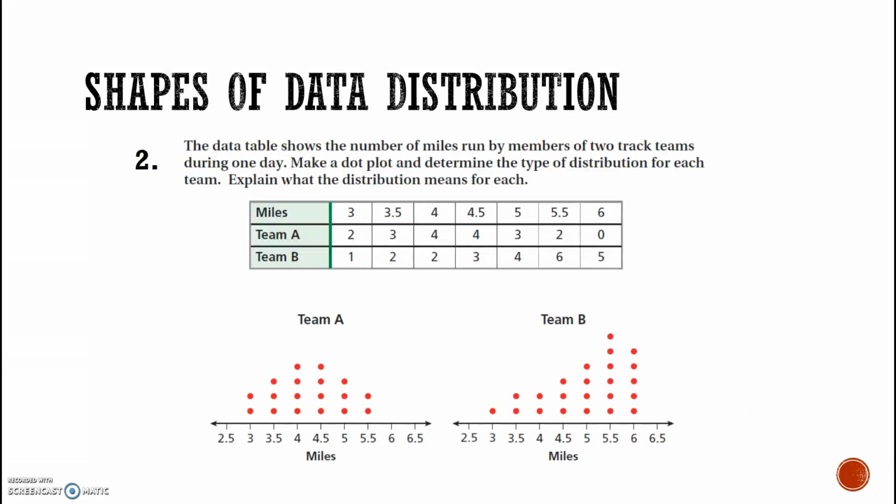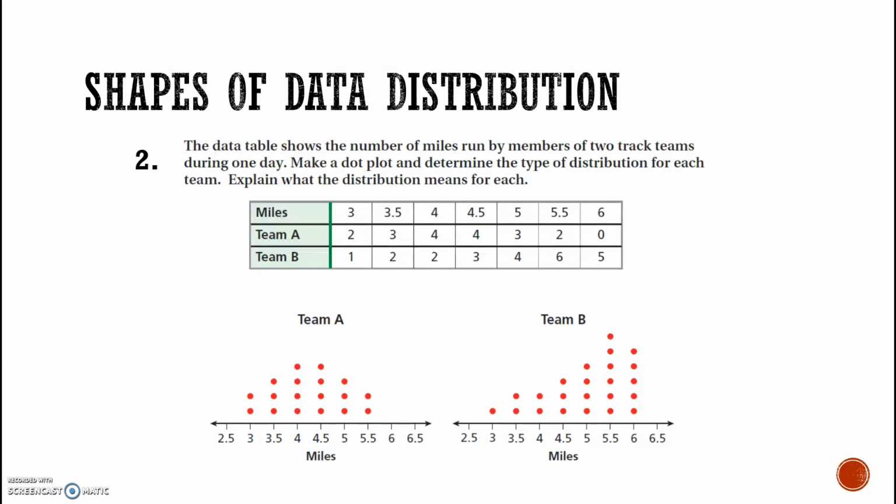All right, now it's your turn. Here are two dot plots for two track teams. The data table shows the number of miles run by members of two track teams during one day. We've made a dot plot to determine the distribution for each. Pause the video, determine what the distribution is for Team A and Team B, and then press play.